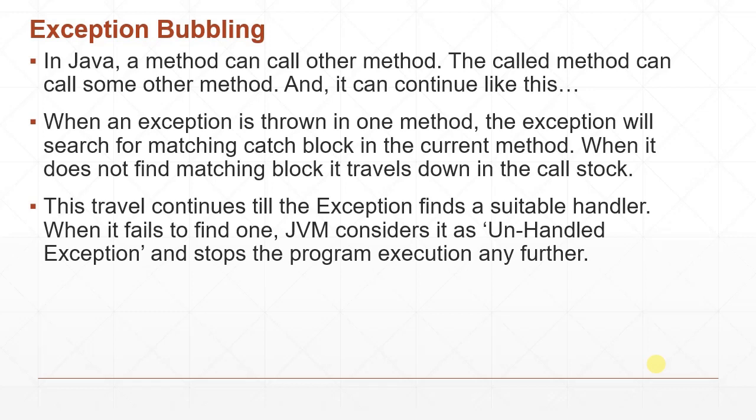We know that static void main is the entry point in Java, so the travel continues till that last point. If it is not handled even in the entry function static void main, then Java treats that as an unhandled exception. When the JVM sees this unhandled exception, it terminates the program execution. That's why you will see in your console window that the exception is not handled. After that, the application quits.